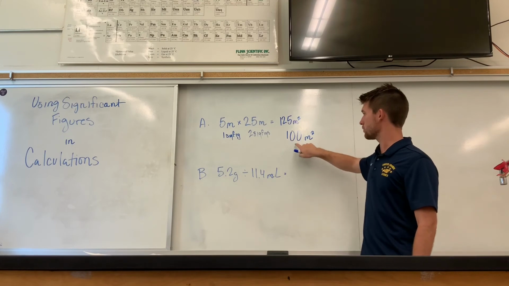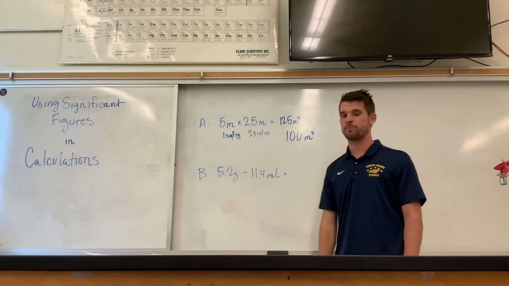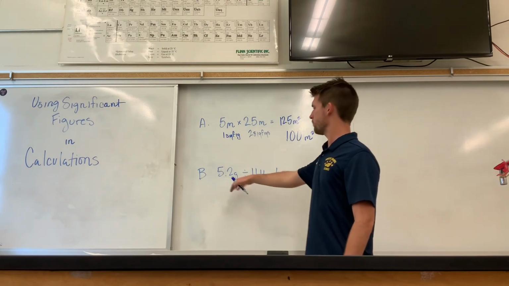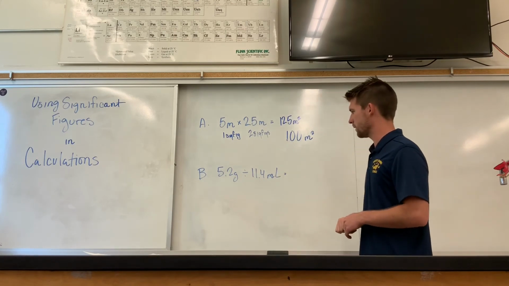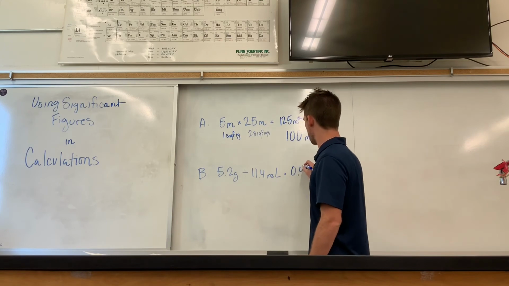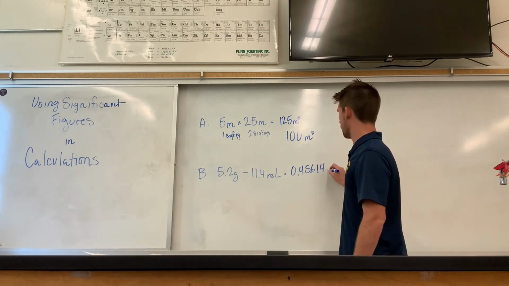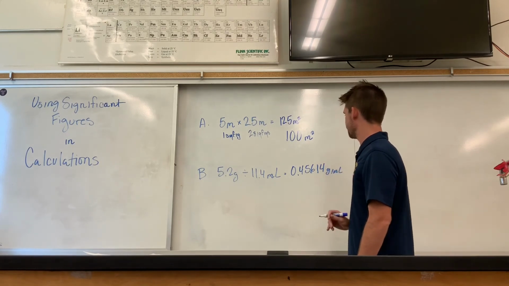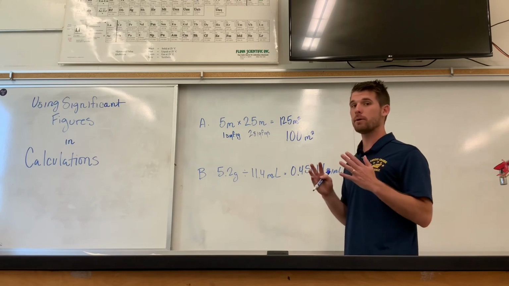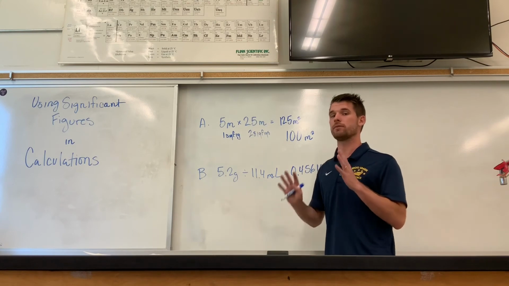Because this number only has 1 sig fig, make sure you don't put a decimal point there because that would give you 3 sig figs. Okay, let's look at the next example. We've got 5.2 grams divided by 11.4 milliliters. Initially, our answer is 0.4564 grams per milliliter. But we need our answer to have the same number of significant figures as the measurement with the least number of significant figures.